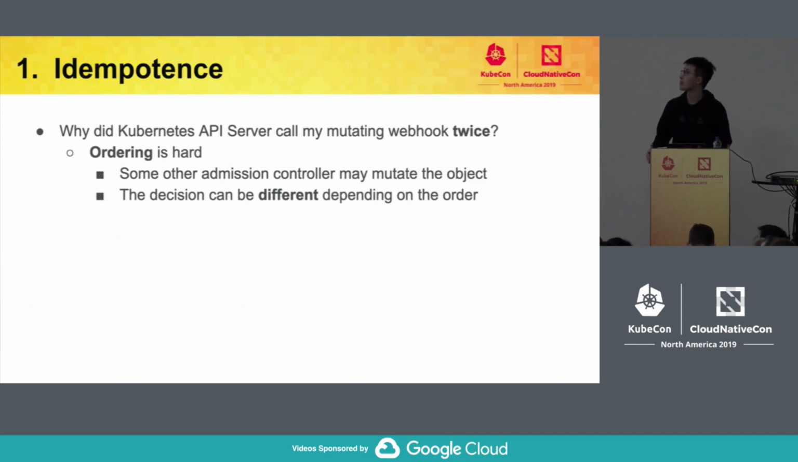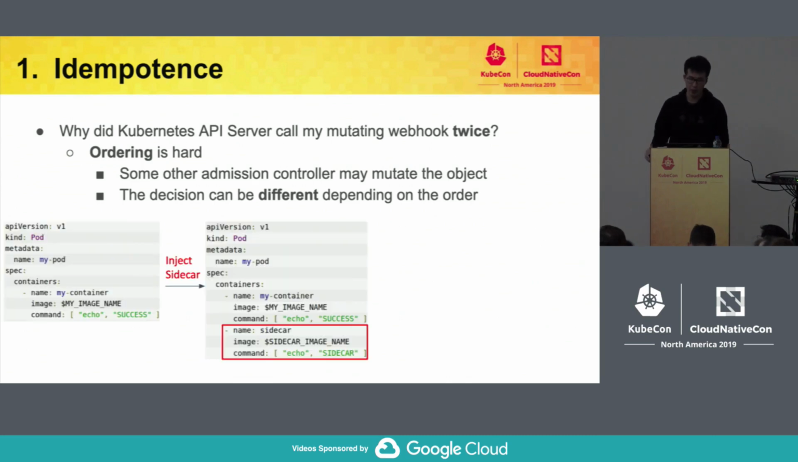The reason for that is basically that ordering mutating webhooks is hard. Imagine you have two mutating webhooks. The first webhook is called inject sidecar, which injects a sidecar container into your pod. For example, here I'm creating a pod. The webhook appends a sidecar container to the list of containers in the pod.